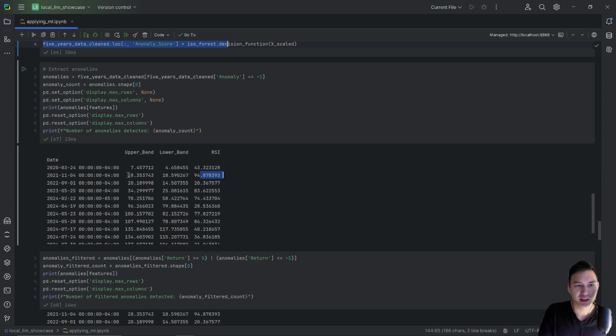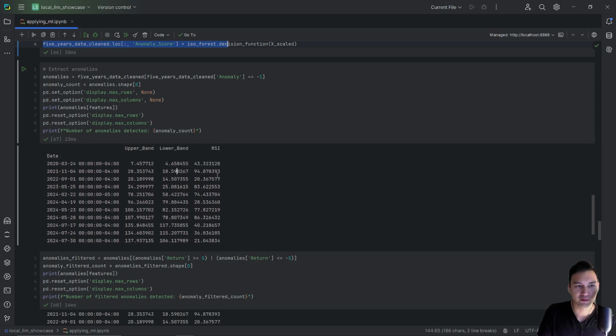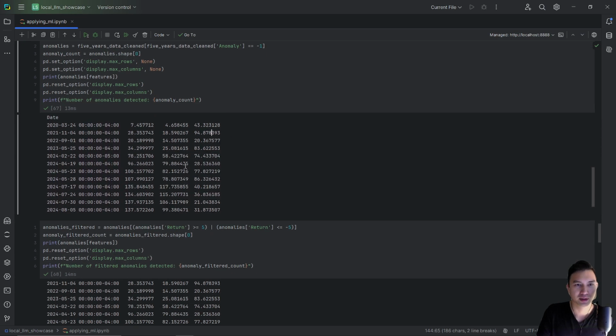And the volatility, you could see is the spread between the bands: on March 24 it's 7.4 minus 4.6, versus November 4, 2021, where the differential between the upper and the lower bands is much greater. The difference is 10, right? So that's highly volatile, and based on the RSI, it might be an overreaction, meaning a buying frenzy, right? Like people got way too excited.